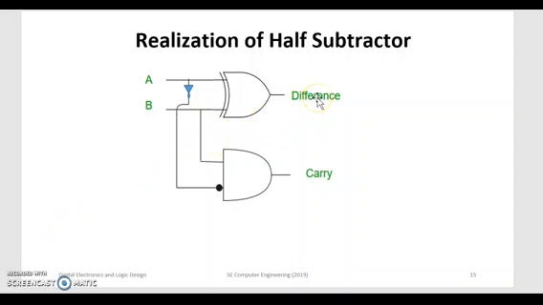For difference, we have used this XOR which has inputs A and B, and for carry we are having A bar B. So this NOT gate is used for A bar. So this is A bar and this is B. So difference is A XOR B and carry is A bar B. This is how the half subtractor is going to work.